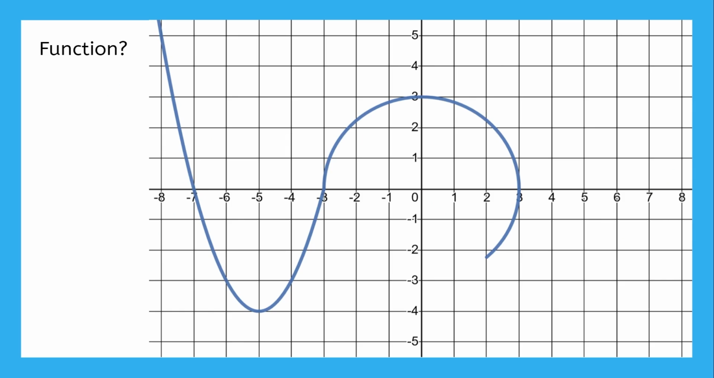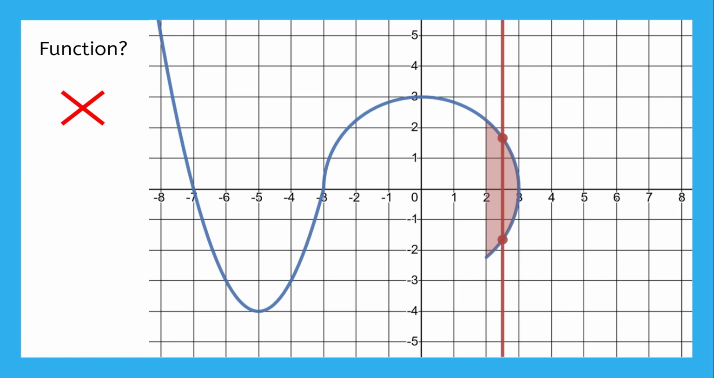What about this one? Pause the video and see if this graph passes the vertical line test. If you use the vertical line test, you'd see that there's an entire section where each input has multiple outputs. The red line here shows one example. A vertical line at 2.5 crosses the graph twice. This graph is not a function.